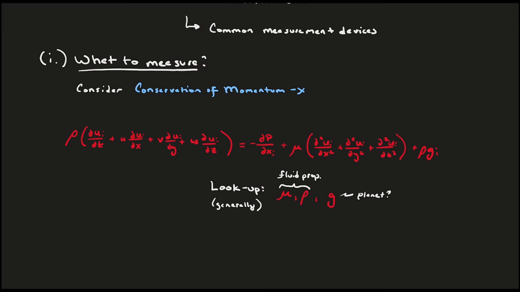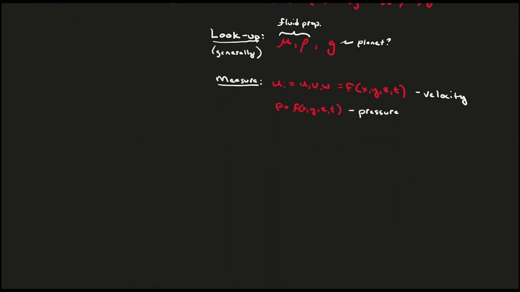The gravitational constant is set by things like planet mass, and other body force terms also have similar lookup constants. That leaves us needing to measure the velocity field, u, v, and w, and the pressure field, p. Both the velocity field and pressure field are functions of all four dimensions: space, x, y, z, and time, t. This means that we need measurement techniques that can take data continuously in time and can access the entire flow field volume at any instant. This is nearly impossible to do.